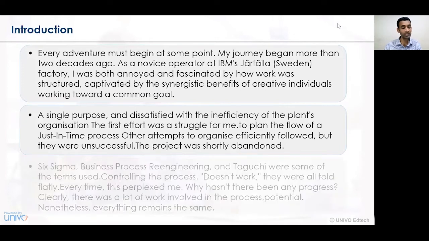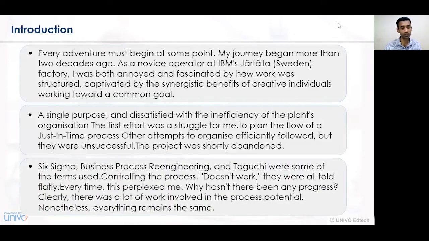Various concepts such as Six Sigma, business process reengineering, and Taguchi were some of the terms that were used, and controlling the process doesn't work. So they were all told flatly. Every time this perplexed the researcher: why hasn't there been any progress? And clearly there was a lot of work involved in the process. So potential, nonetheless, everything remains the same.